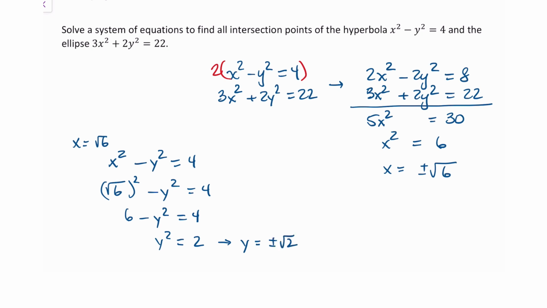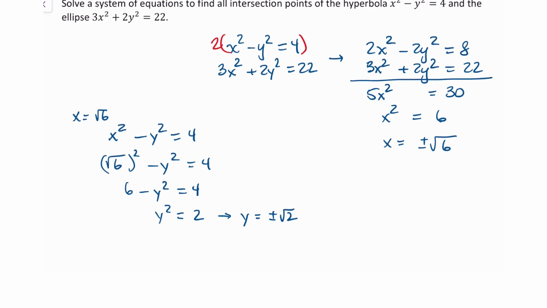Now that means that there are 2 points where x equals square root of 6 is a solution. So to organize this information, we're going to write them as ordered pairs. So you have square root of 6, square root of 2, and square root of 6, negative square root of 2. So there are 2 solution points right there.